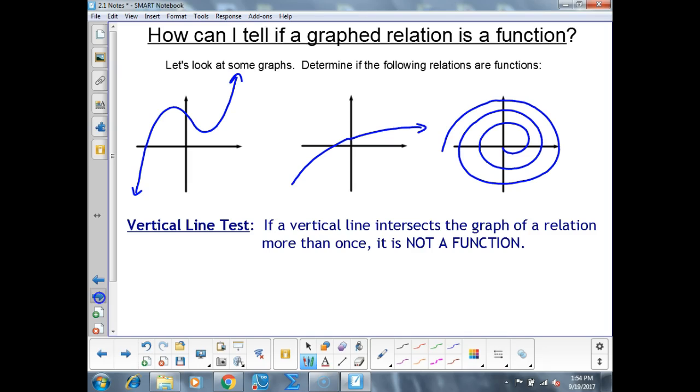Vertical line test. Okay? Tap the brakes. Do not be packing up when I'm still talking. That is rude.